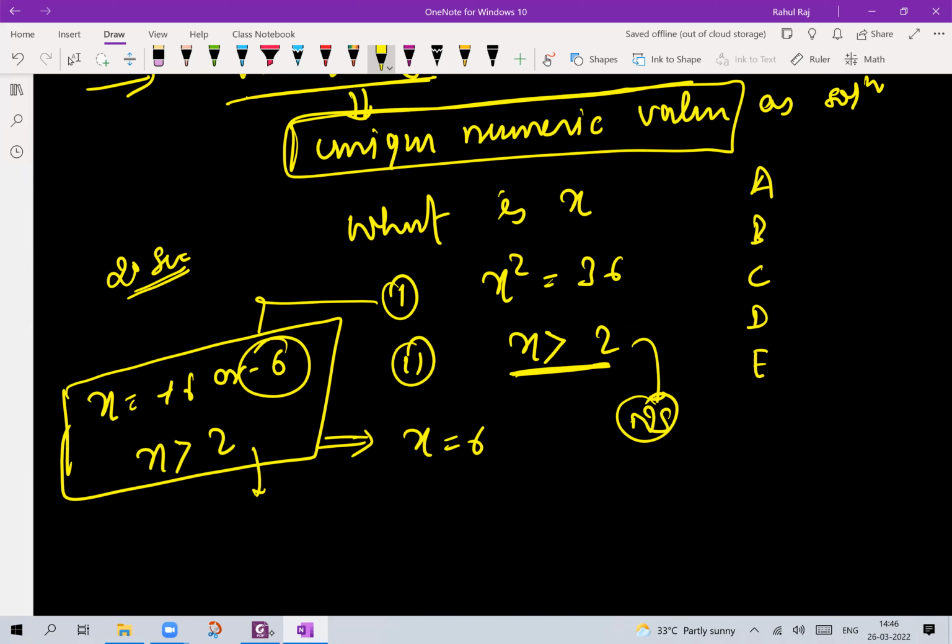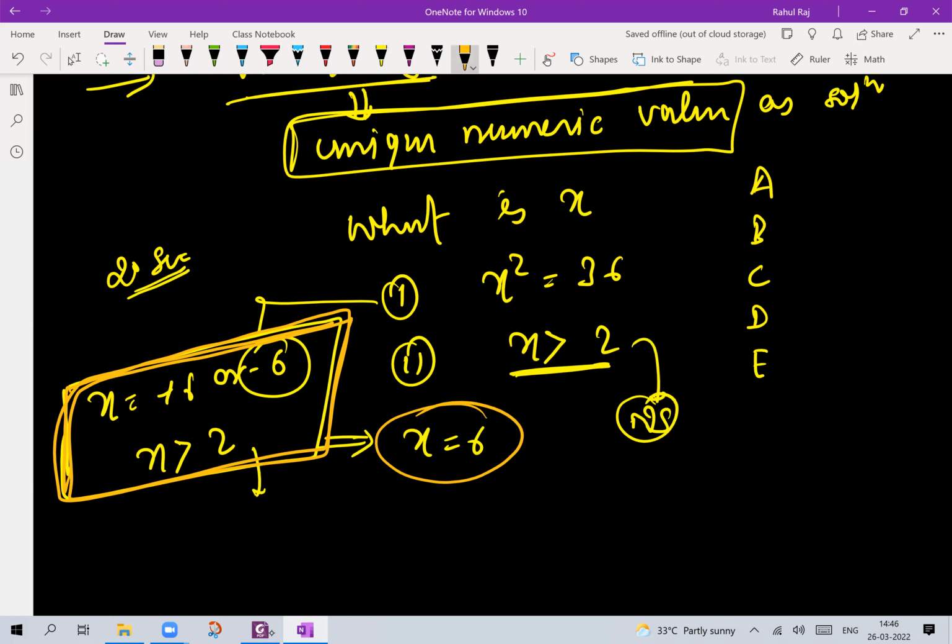But when I'm combining, 100% ensure your combination is done right within this bracket. You should not exceed this bracket. So option number 1 says x is equal to plus 6 or minus 6. Option number 2 says x is greater than 2. So when I combine, x is equal to 6 is the right answer because minus 6 is discarded. It is not greater than 2. So C is the right answer.